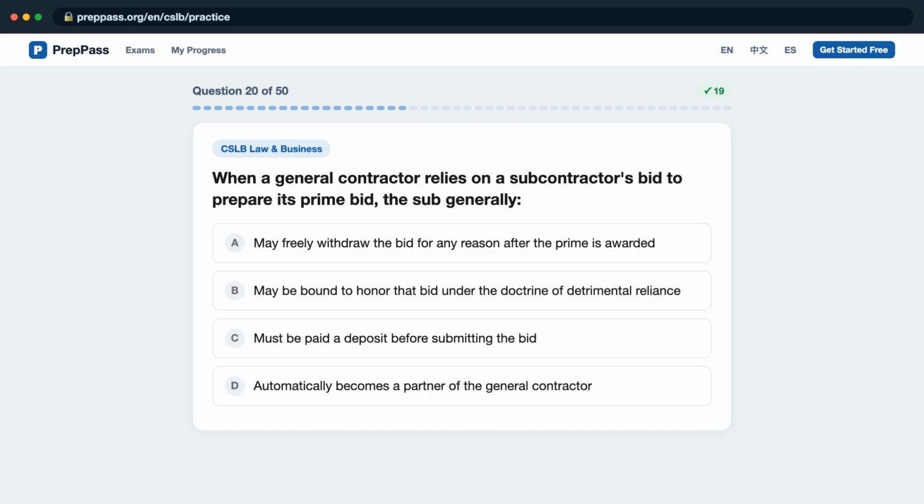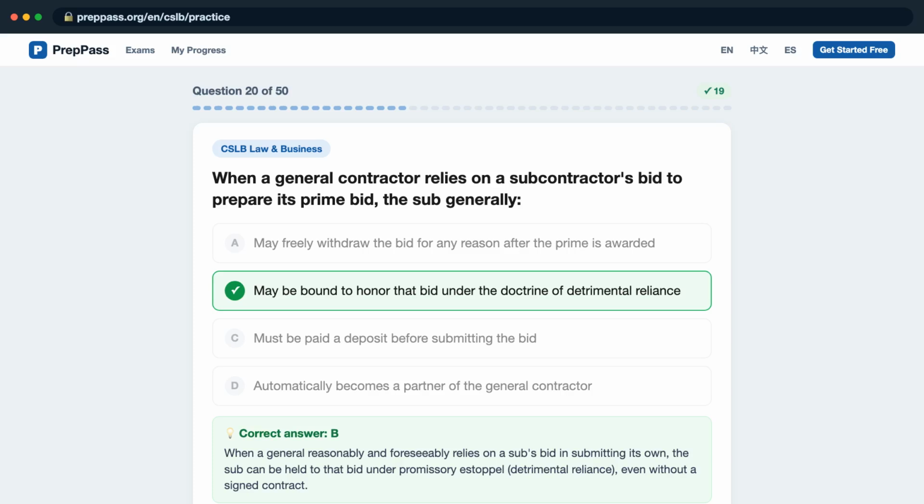Question 20. When a general contractor relies on a subcontractor's bid to prepare its prime bid, the sub generally, is it A, may freely withdraw the bid for any reason after the prime is awarded? B, may be bound to honor that bid under the doctrine of detrimental reliance? C, must be paid a deposit before submitting the bid? D, automatically becomes a partner of the general contractor? The correct answer is B.